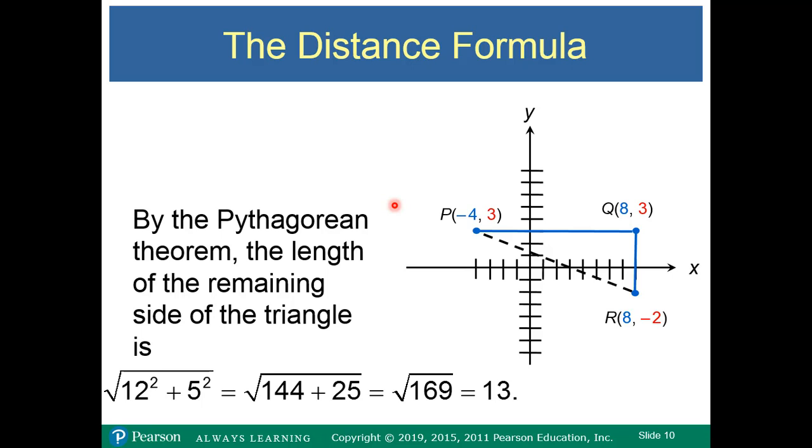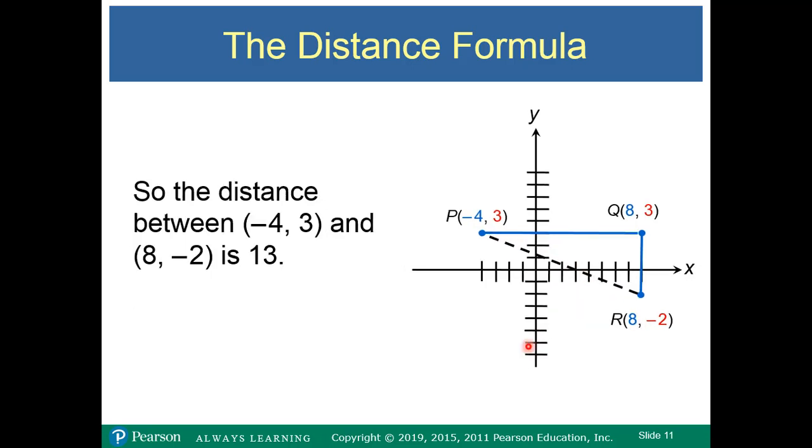And so we use a squared plus b squared equals c squared. We find that by taking the horizontal distance squared plus the vertical distance squared, and then taking the square root of that. So we get 144 plus 25, which is 169, and the square root of 169 is 13. So the distance between these 2 points is 13, the length of the hypotenuse.